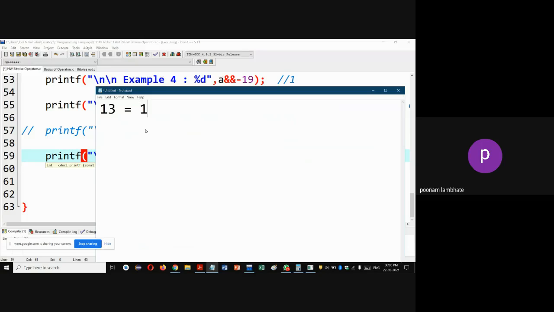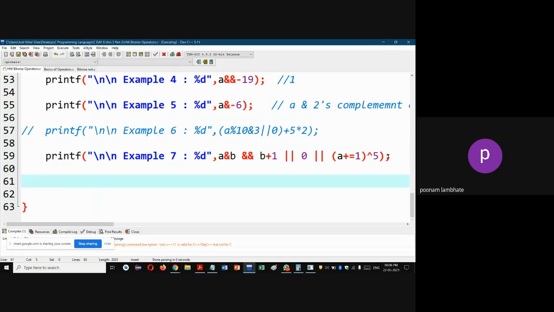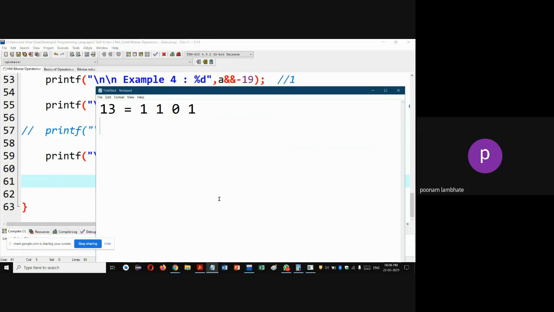Okay, you have the number 13. It is nothing but 8, 4, 2, 1. This is 13. And you have got the value 5. So 5 is equal to 0, 1, 0, 1.